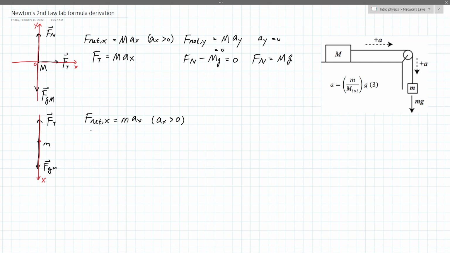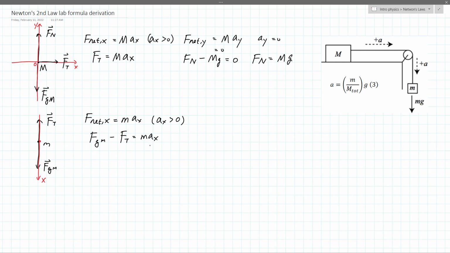So here we have the net force is gravity along the x. Now gravity of the little m is positive because this is just because we picked it this way. The axis is along this direction. It's entirely our choice. And then there's tension Ft in the opposite direction from the x.